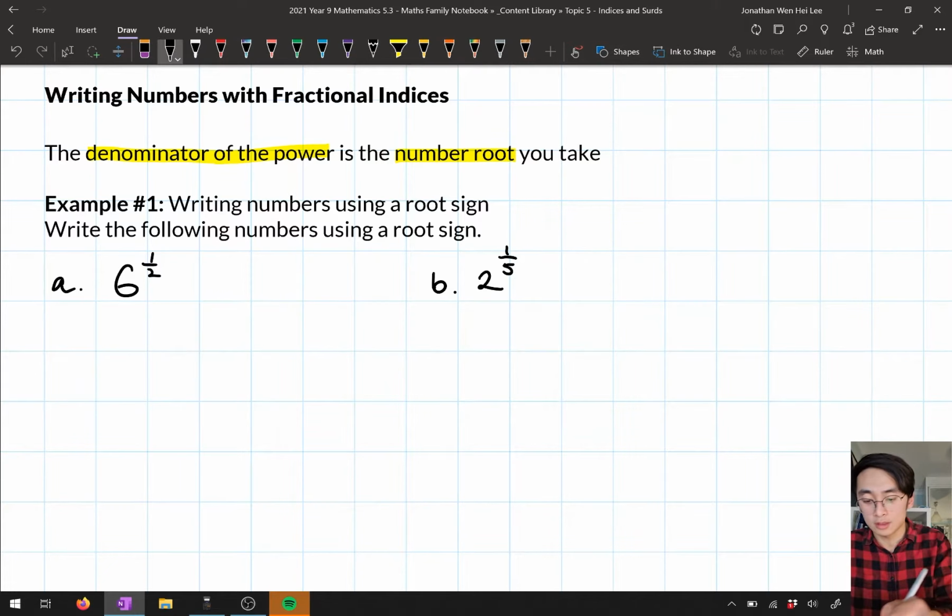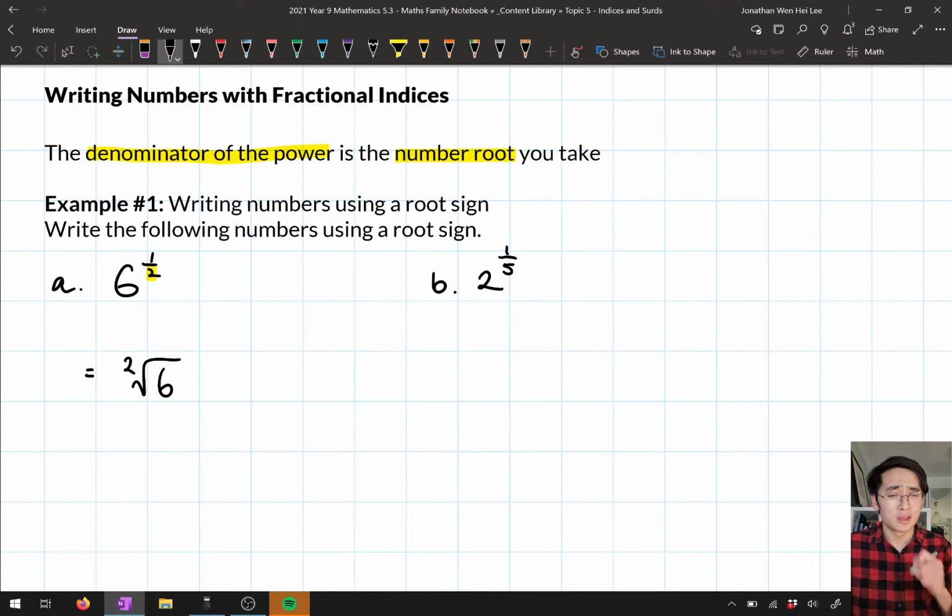So here I've got the first example, 6 to the power a half. What I'm going to do is look for the number at the bottom of my fraction. Here, the number at the bottom of my fraction is a 2 in my denominator. So 6 to the power a half is just going to be the second root of 6.